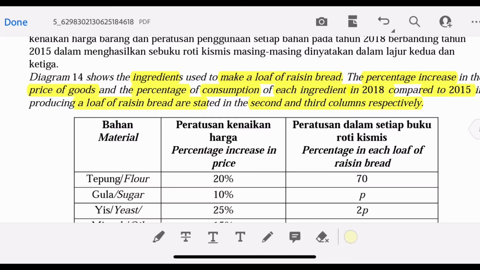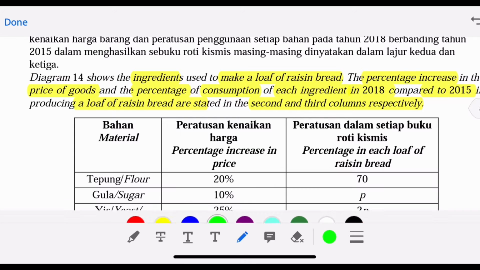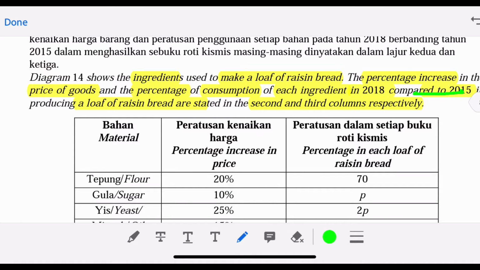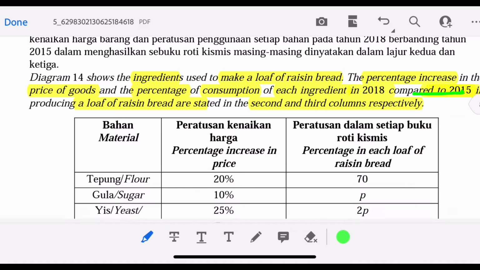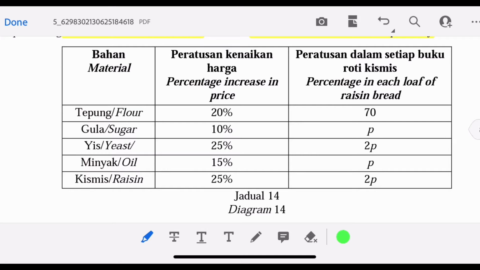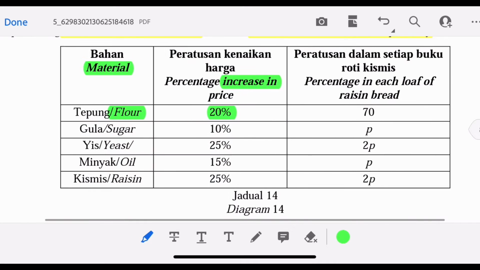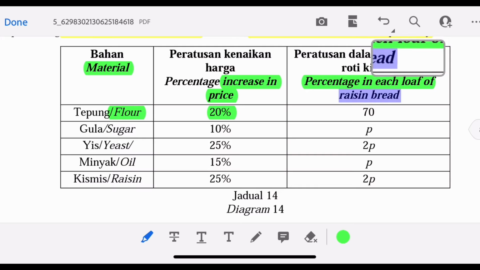So for this question, the most important keyword is, let me highlight to you, the year 2015. So the base year is 2015, and then we were given flour, this material, 20% increase in price, and then the percentage in each loaf of raisin bread is 70.